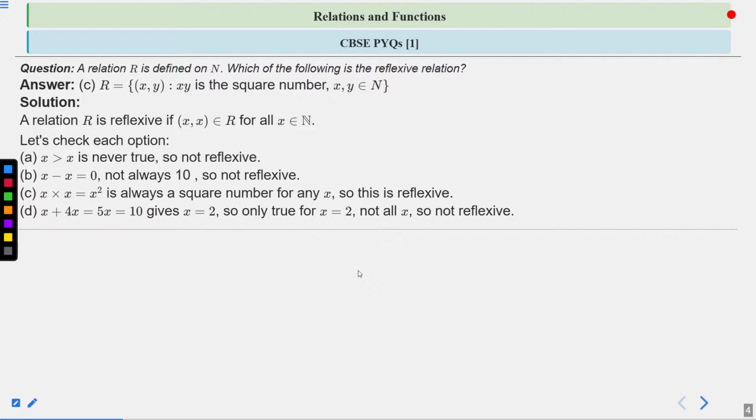Okay, hope you understood the condition of the reflexive relation. Okay, let's move to the next question.